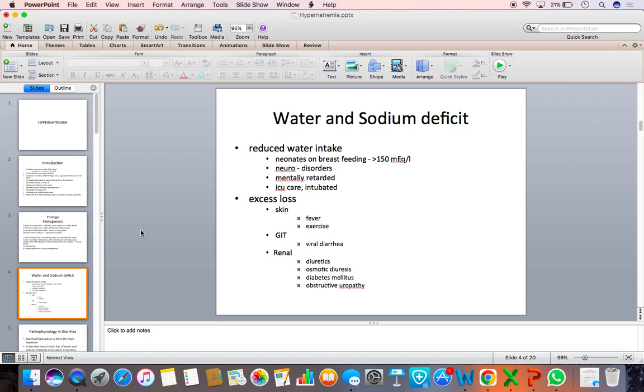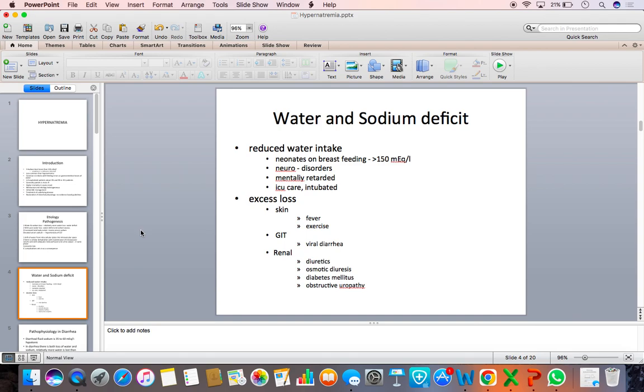Reduced water intake could be in neonates on breastfeeding, children with neurological disorders where there is reduced water intake, children with mental retardation, those in intensive care units, and those on intubation.